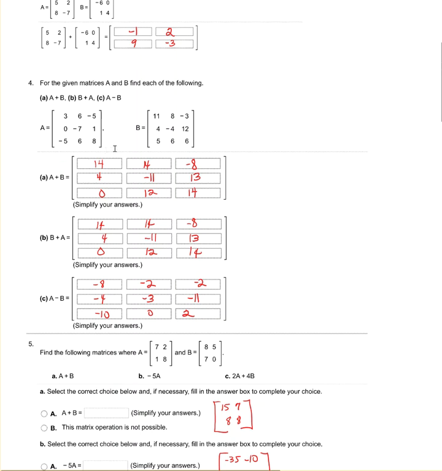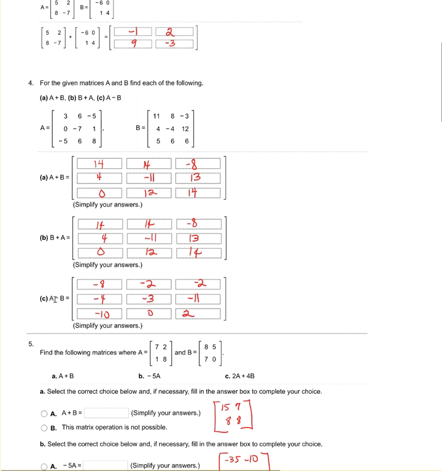So you can either do these by hand, or you could put both of them in and then do A plus B, B plus A, A minus B. But if you were doing it by hand, you're just saying 3 and 11, 6 and 8, -5, -3, and you're just doing that for that. If you're doing B plus A, that's going to be the same thing. It's not necessary for multiplication. It could be different for multiplication.